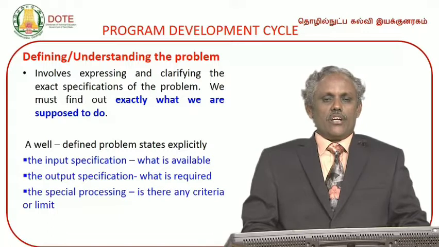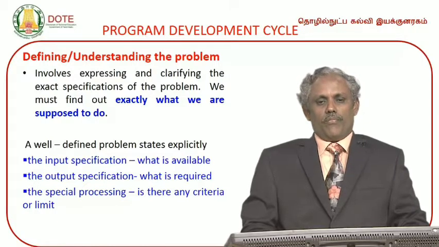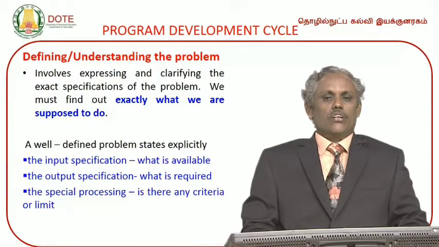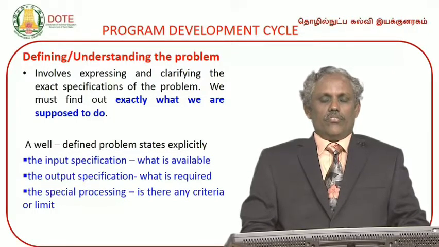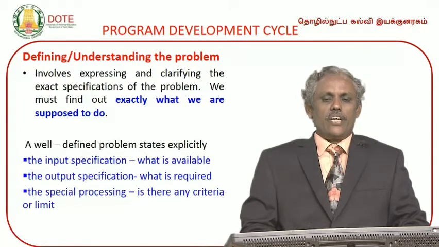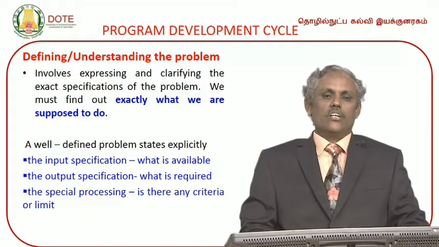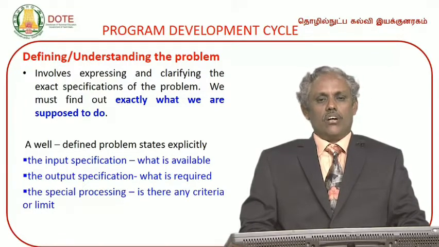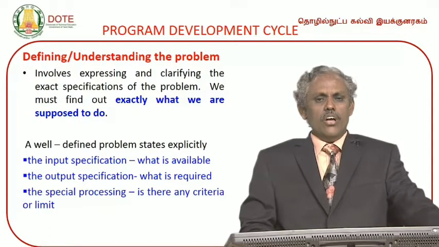The problem should be clearly defined. So, it states the input specification, which is the data availability, what is available with the problem, and what is required from the solution, that is called the output specification, and the special processing, that means is there any criteria or limitations or conditions in the data or output specifications. These components define the problem.